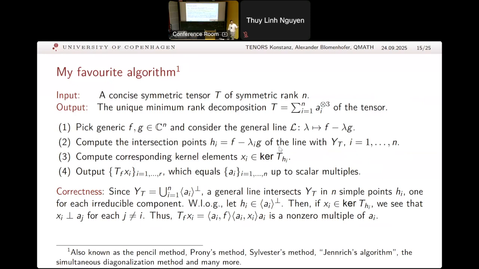So we computed a dual basis of the a_i. And once we computed a dual basis of the a_i, we just have to apply TF to x_i, and then we get a non-zero multiple of a_i. And that's how we recover the decomposition. So this is, if you want, the geometric version of Jennrich's algorithm. Does this make sense? More or less? Or was it too fast? Good? Yeah?